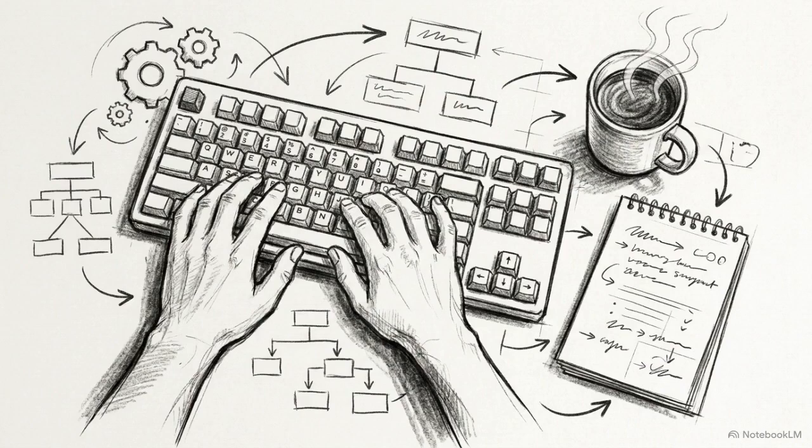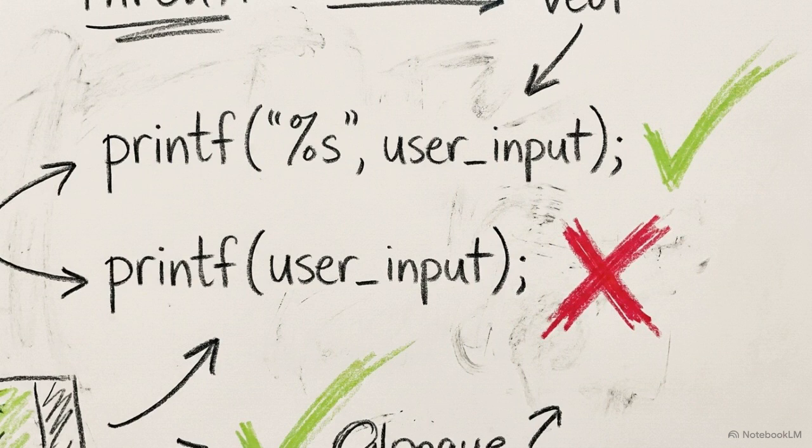Mitigations are essential, but the true fix is proper code hygiene. The immutable rule of secure C programming is simple. Never pass unsanitized user input as the format argument to a variadic function.